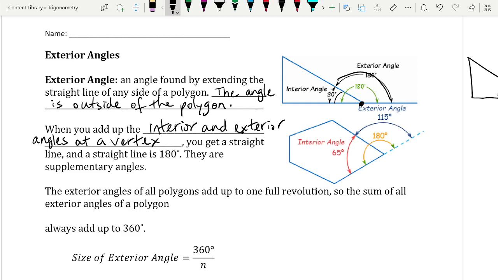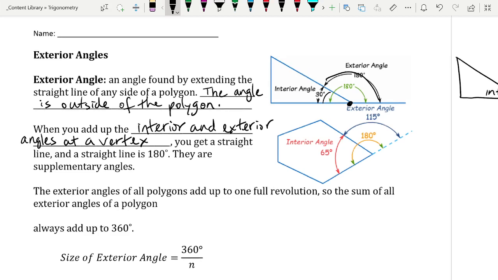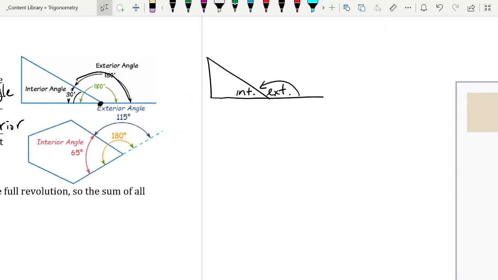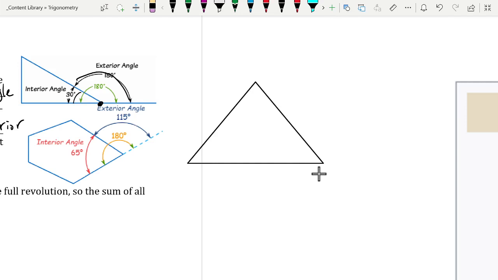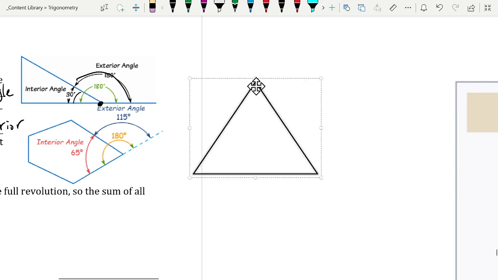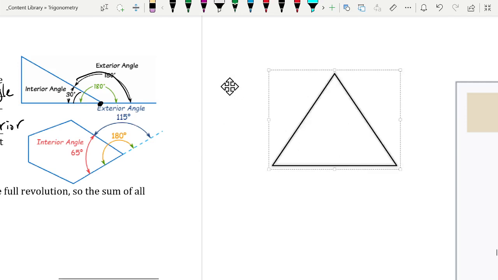This part's fun. This isn't so easy to see on a triangle, but we could try it. You know what? Let's try it with an equilateral triangle. I think I could draw an equilateral triangle using my tools here. Hang on. This might fail, but I'll try it. Insert a shape. There we go. That's not bad. That looks fairly equilateral. Let's pretend it's equilateral. Okay, so there's my equilateral triangle.